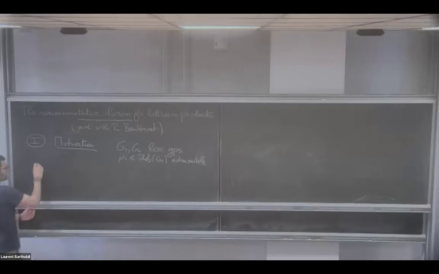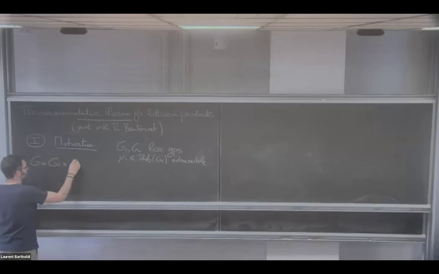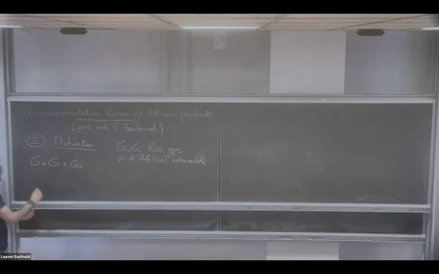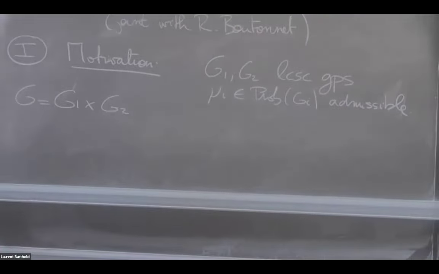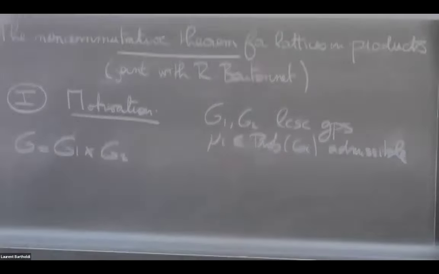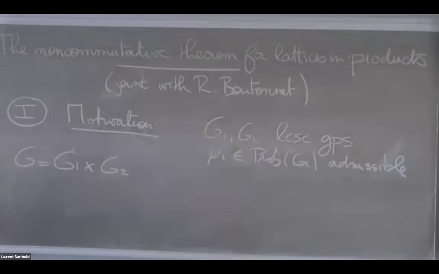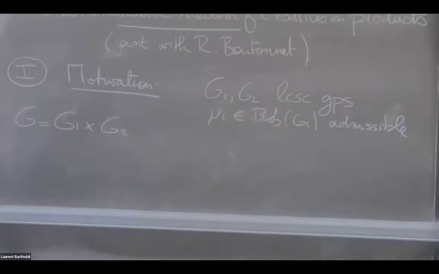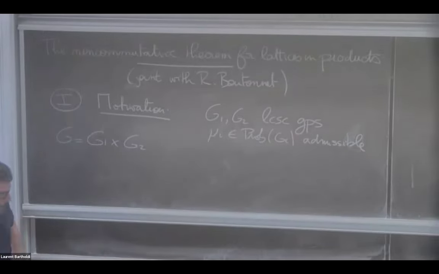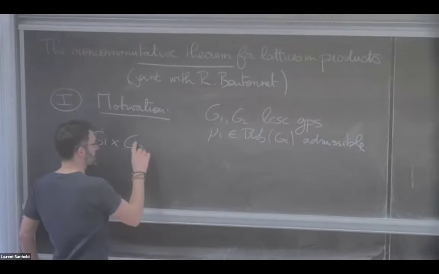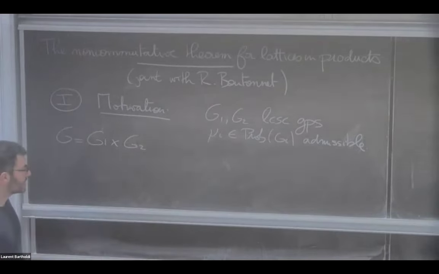And then what I will do is form the product, which is G1 times G2. Admissible means that it generates the group as a semigroup. For me it means three things. It means the measure mu is absolutely continuous with respect to the Haar measure, its support contains a neighborhood of the identity, and it generates the group as a semigroup. So you really see everything in the group when you look at it.